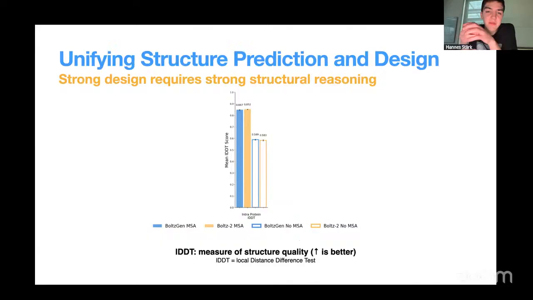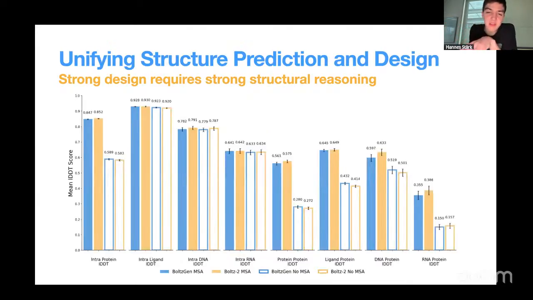And then the metric that we're looking at here shows us that BoltzGen's structure prediction performance, in blue, right? Our design model's structure prediction performance is equivalent to that of a pure structure prediction model, Boltz-2. And this holds also across modalities.